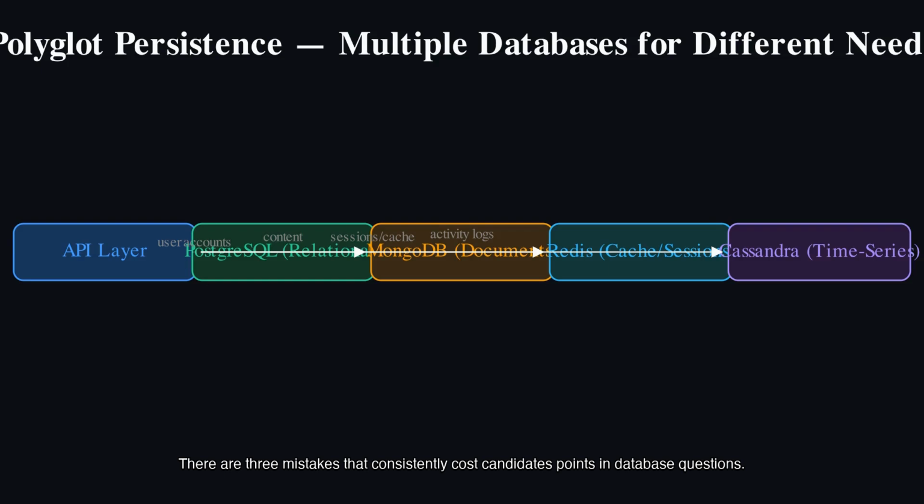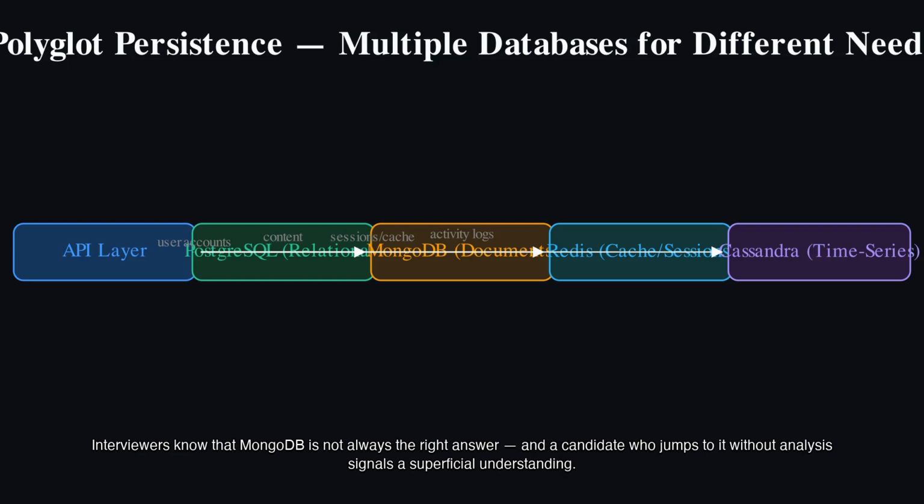Mistake 1. Choosing a database before understanding requirements. Saying, "I'd use MongoDB" before you understand consistency needs, query patterns, or scale is a red flag. Interviewers know that MongoDB is not always the right answer, and a candidate who jumps to it without analysis signals a superficial understanding.